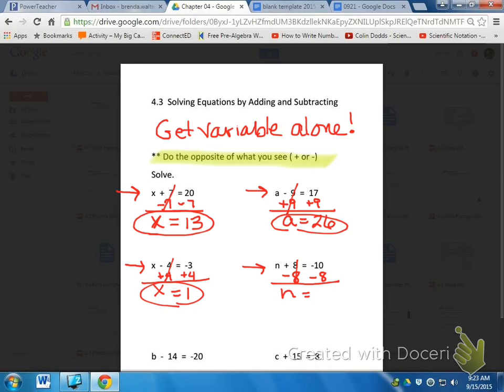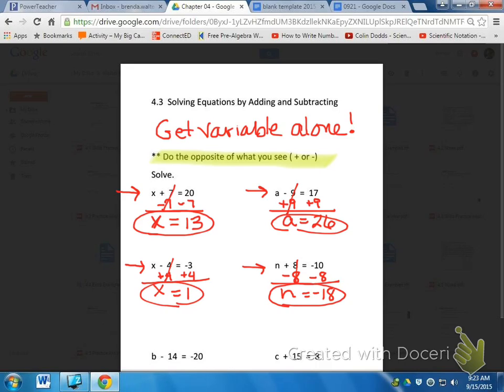N equals... So I'm in the hole 10, and I go back 8 more. Negative 18. N equals negative 18. Questions on any of those? Just do one thing at a time, pay attention to your signs, and go from there.